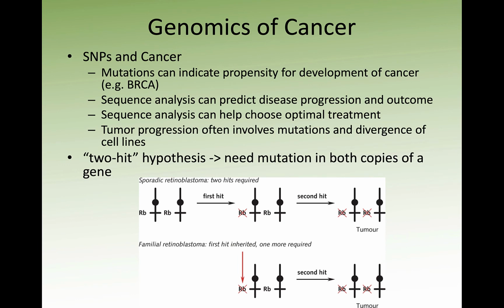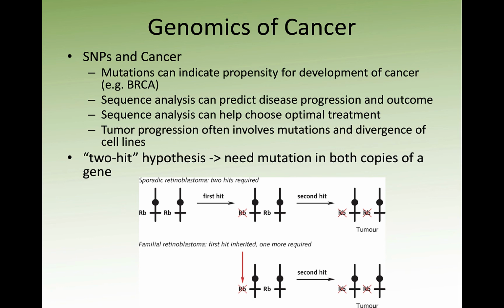So what about SNPs? When we think about SNPs and cancers, we can see that there are definite mutations that people can inherit that would indicate various propensities for developing cancers. One of the most well-known cases of this is for the gene BRCA. For the BRCA gene, there are specific mutations that we know are well associated with an increased risk in the formation of cancer. And in this case, sequence analysis can help us predict the progression or outcome of a disease. It can identify a certain amount of risk involved in having that mutation. And it can also help us choose the optimal treatment.